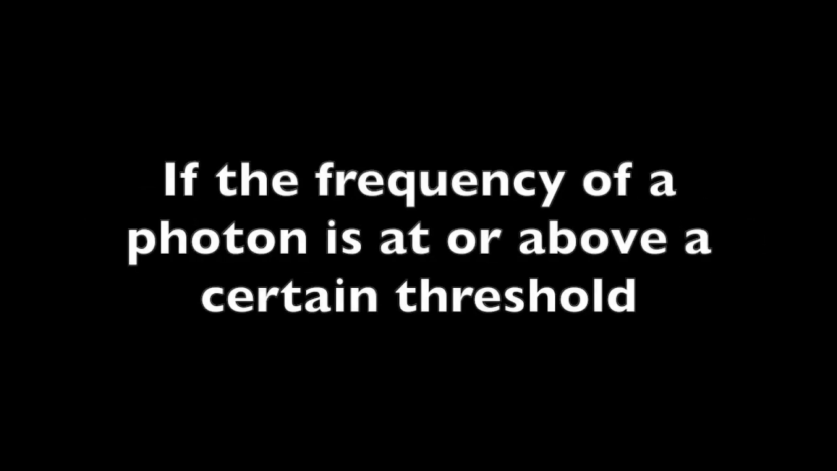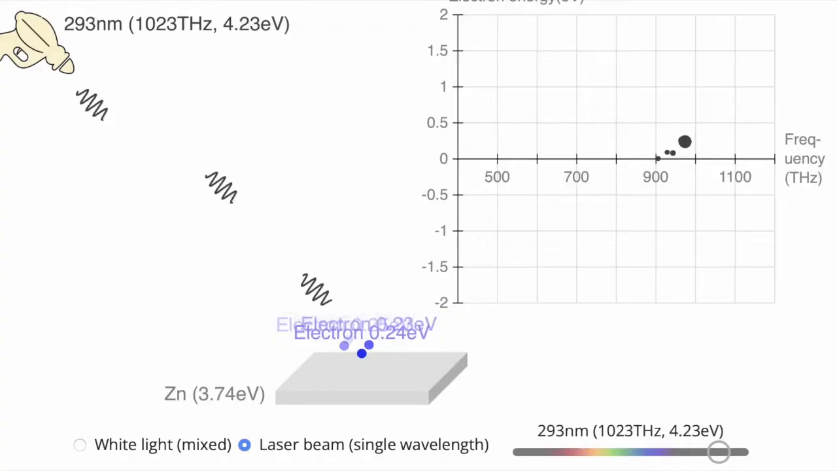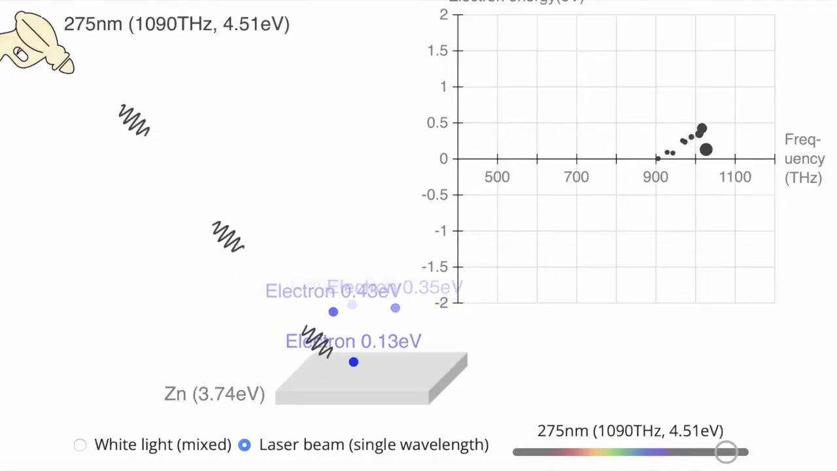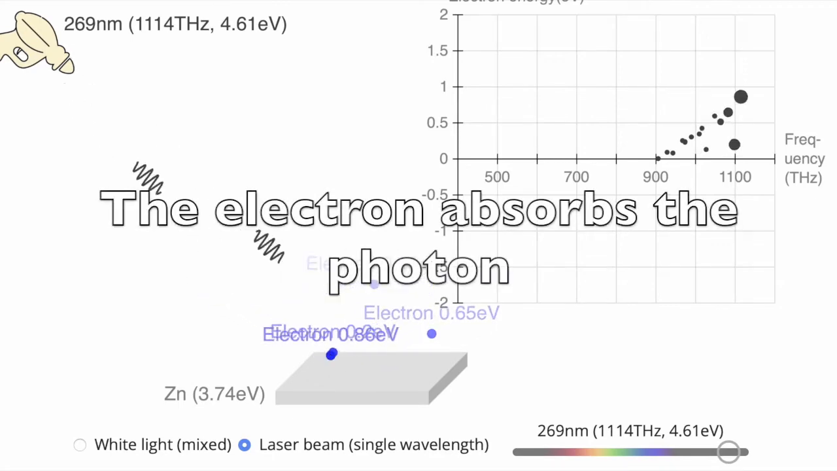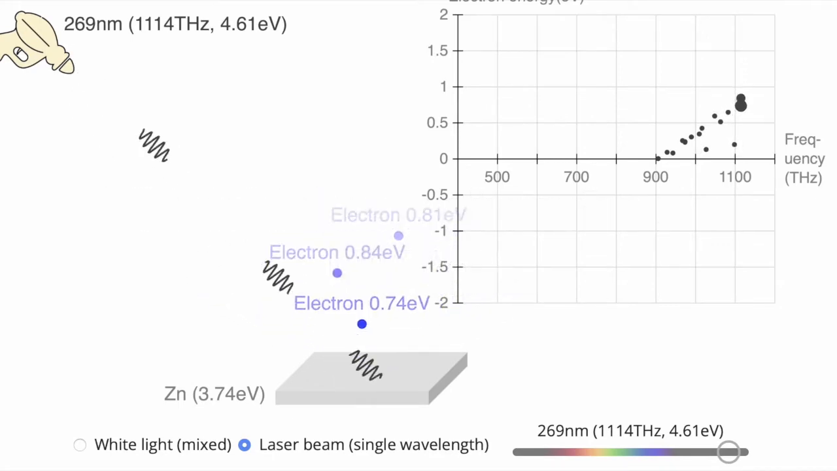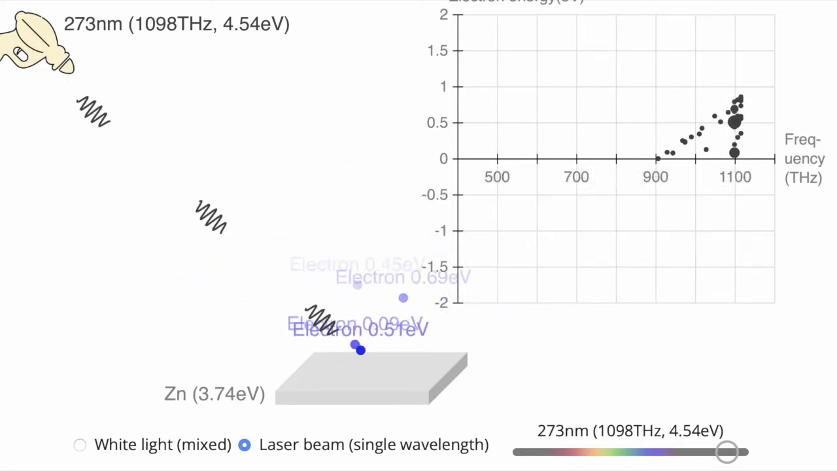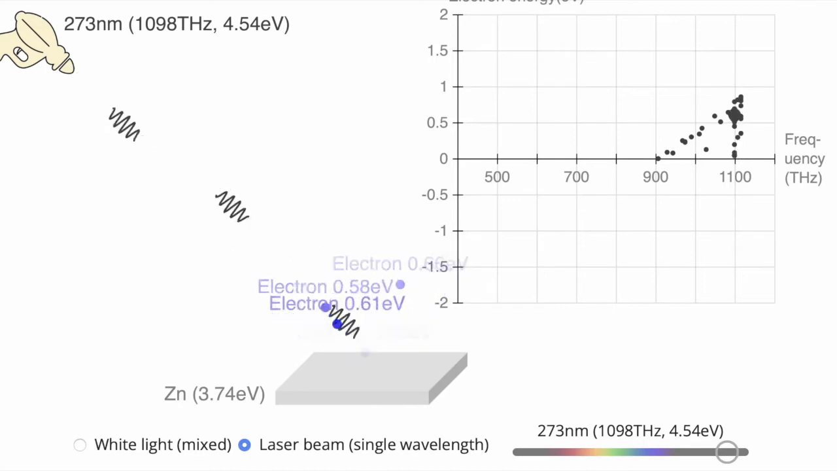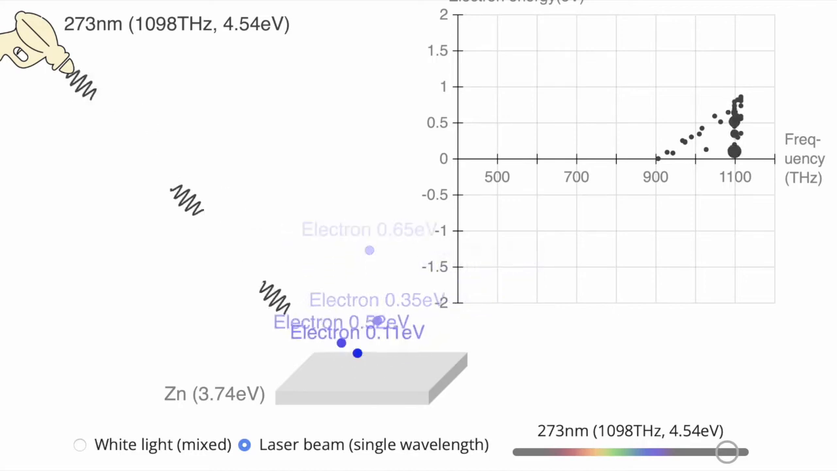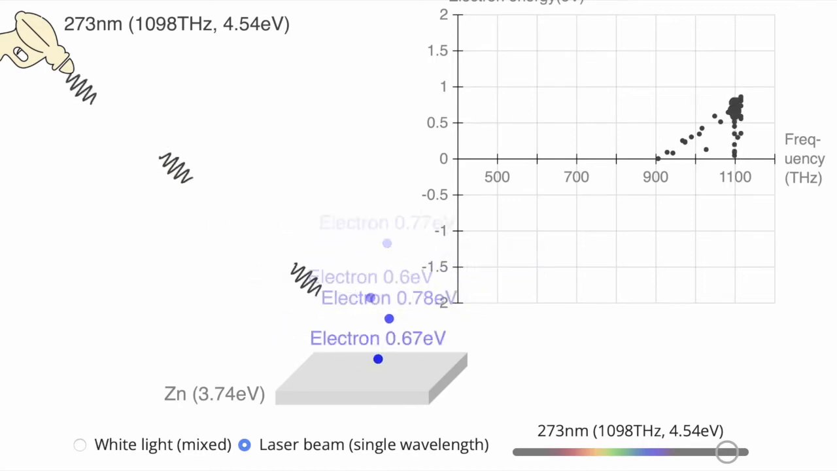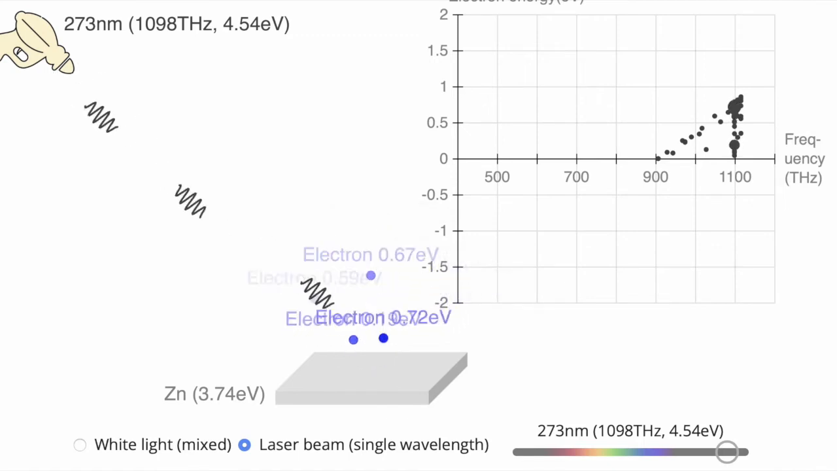If the frequency of the photon is at or above a certain threshold, its energy will be transferred to the electron, and it causes the electron to overcome the forces of attraction that are holding it into the metal. The electron absorbs the photon. As the frequency increases, the energy per photon increases. Hence, the photons of higher frequency light, such as ultraviolet light, are going to contain more energy than the photons of lower frequency light, such as infrared light.